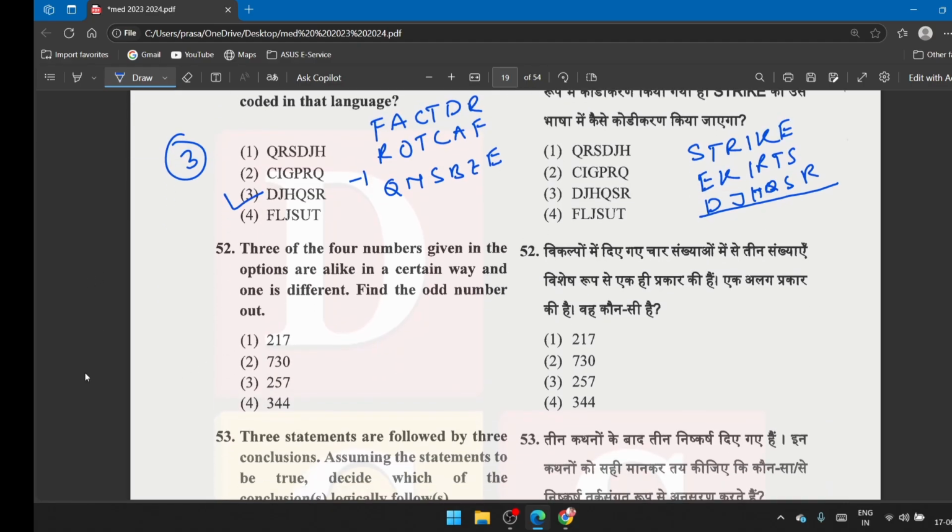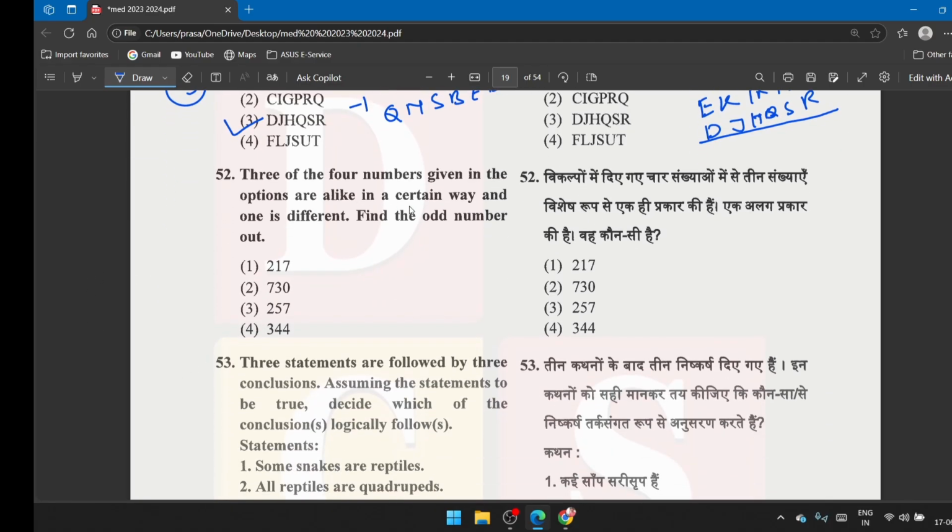Next: 3 of the 4 numbers given in the options are alike in a certain way and one is different. This is an odd one out question. Which one is different here? 217 is 6 cube plus 1. 730 is 9 cube plus 1. 257 is not the cube of anything plus 1. 344 is 7 cube plus 1. So what is 257? 4 to the power 4 plus 1 is 257. So here the answer will be option 3.